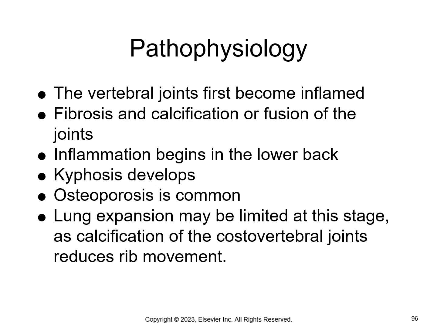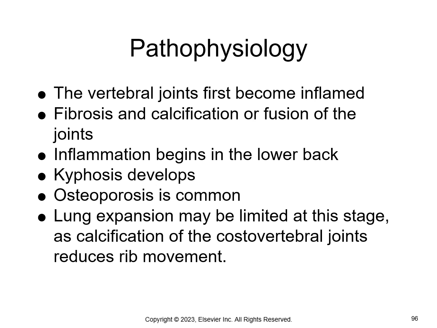All right, what would we expect to see in a client with ankylosing spondylitis? First, the vertebral joints are going to become inflamed. Then we will see fibrosis and calcification or fusion of the joint. This results in ankylosis or fixation of the joint and loss of mobility.